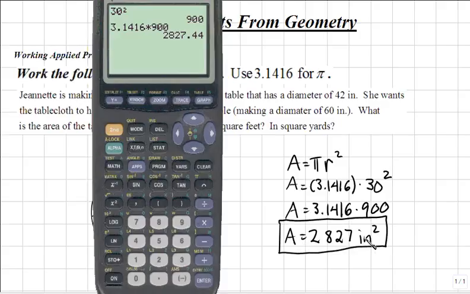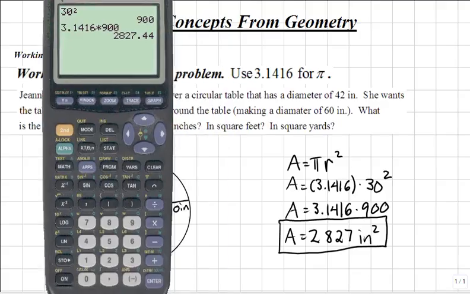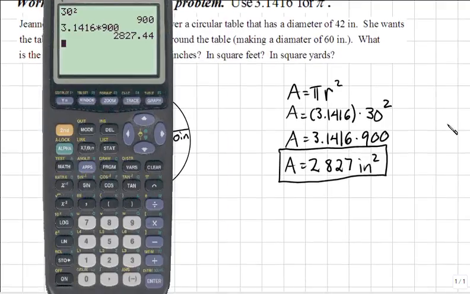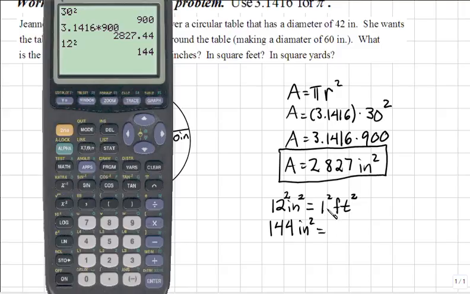Next, let's convert our area from square inches to square feet for our second answer. To find this, we need to recall how many square inches are related to a square foot. We know that 12 inches is the same as 1 foot. So if we square 12 inches and 1 foot, then 12 squared is equal to 144, and 1 squared is 1 times 1, or 1 square foot. Therefore, 144 square inches is in 1 square foot.